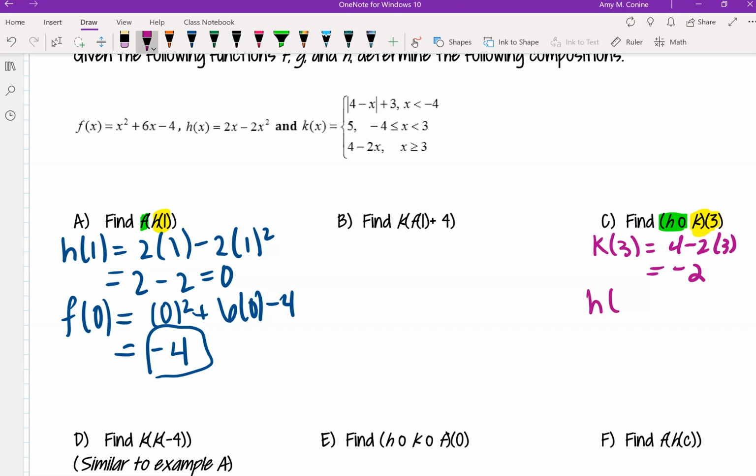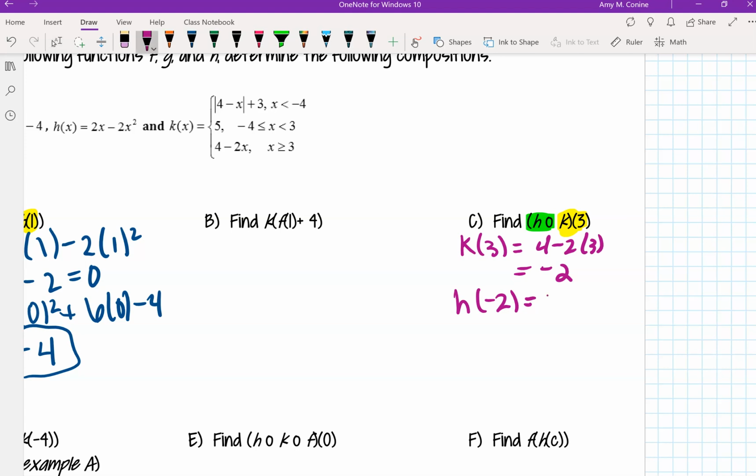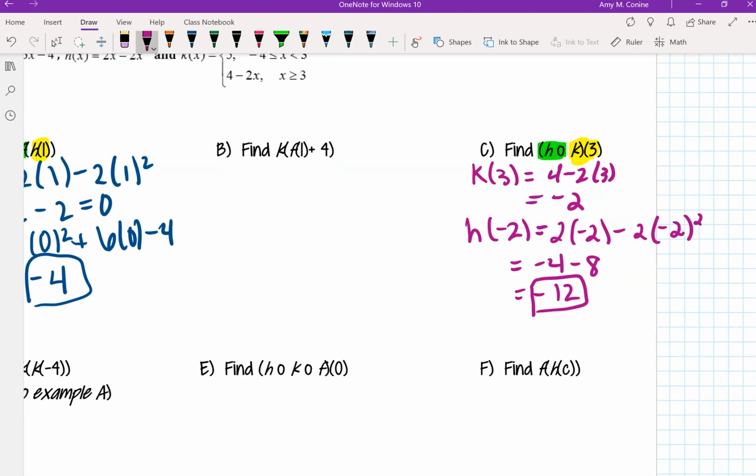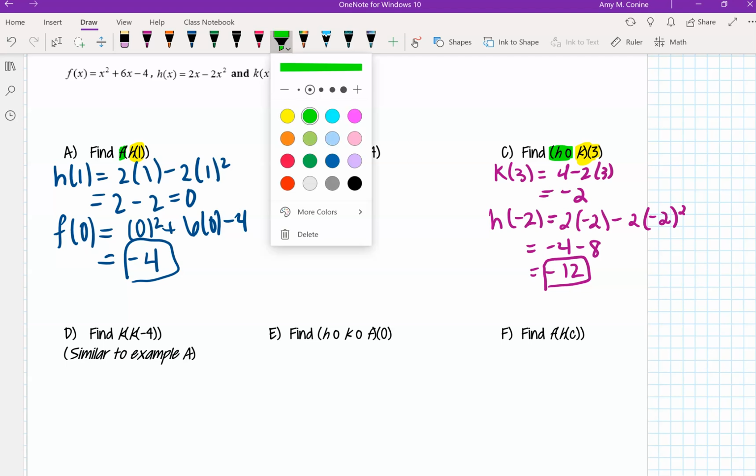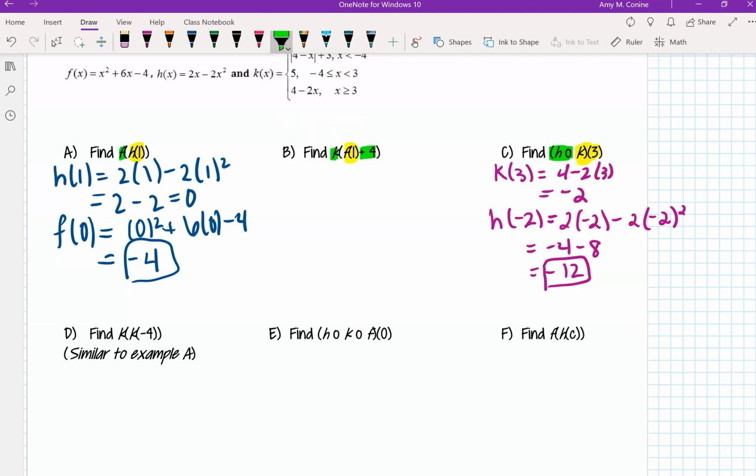So we're going to take that number and then plug it into h, and h is the 2x minus 2x squared. So 2 times negative 2 minus 2 times negative 2 squared. So then negative 4, negative 2 squared is 4, times negative 2 is negative 8, so then we get negative 12. Whatever is inside the parentheses, that's what you plug in. So like for B, we have f of 1, and then whatever we get there, we're going to add 4 and plug it into k.